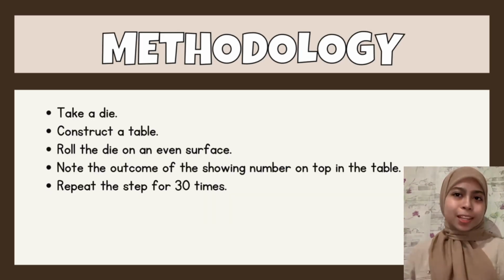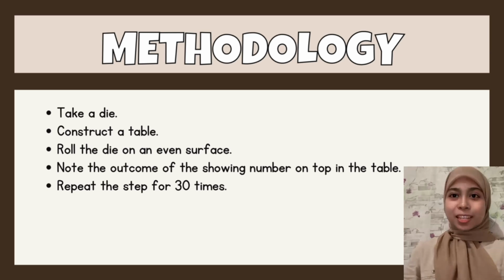So, what is the methodology used in this experiment? The first step is to take a die. Second, construct a table. Third, roll the die on an even surface. Fourth, note the outcome of the showing number on top in the table. And lastly, repeat the step 30 times.